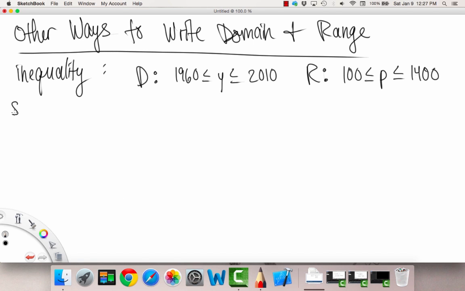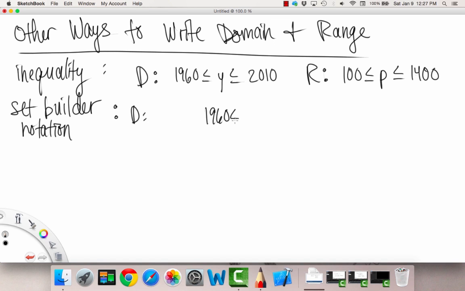And now I'll introduce what is called set builder. Kind of a funny name, right? So, set builder notation. Basically all you have to do is write your inequality down. So we just copy it down, okay? The domain, again, is 1960 ≤ Y ≤ 2010. And then you stick curly brackets, fancy brackets I call them, around the outside.